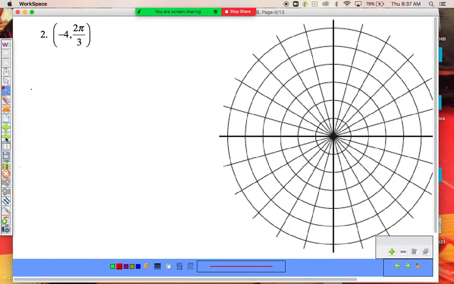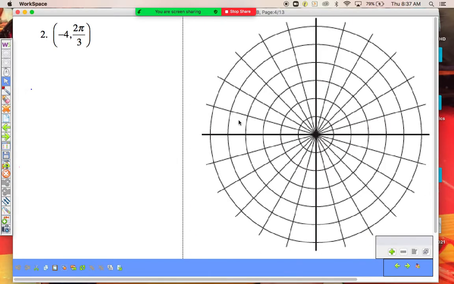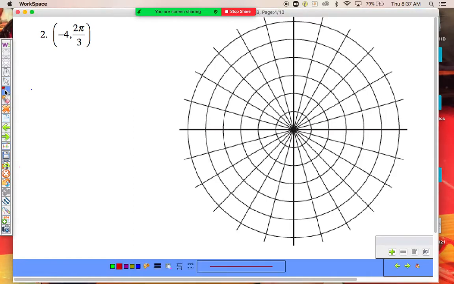All right, let's do this one. Negative 4 comma 2 pi over 3. On that same grid, again, mine has more lines than yours, which isn't a big deal. I'm going to find my angle, 2 pi over 3, which is going to be this angle. 2 pi over 3 goes 1 pi over 3, 2 pi over 3 in a second. And that's just knowing our unit circle.